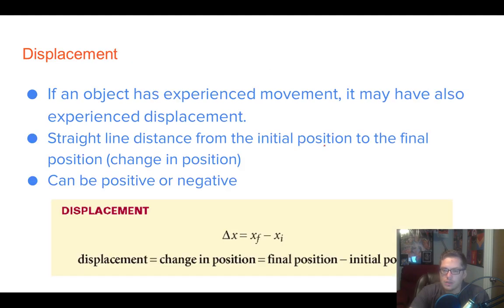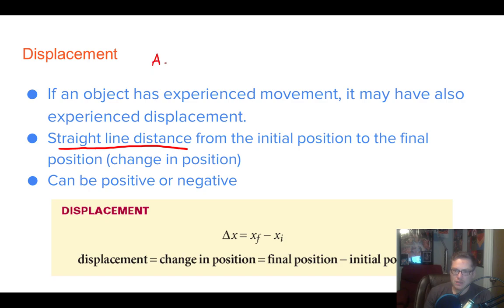Now, displacement is what happens if an object is moved and it ends in a different place than where it began. So not all movement happens to be displacement. If I take this pen and throw it up and it comes right back down to my hand, then it's moved, right? It's gone up and come down, but it didn't experience any displacement. It started here, went up, and then came back down to the exact same spot. So not all movement is displacement, but all displacement is movement. Displacement is defined as the straight line distance from the initial position to the final position.